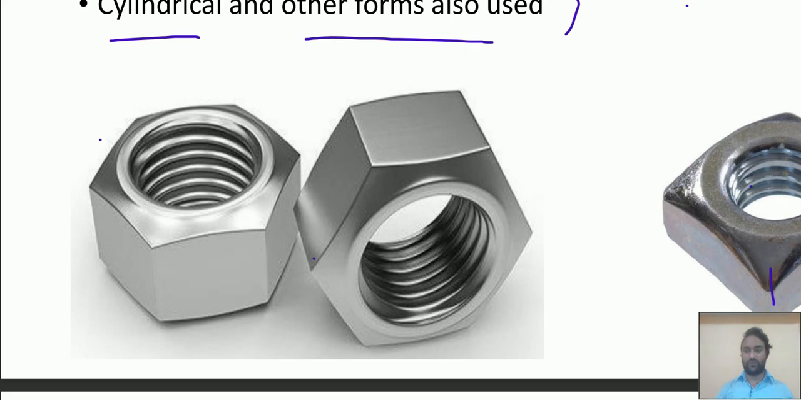As you know, the external threads are cut on the lathe machine or with a die, while the internal threads are cut by a tapping tool. So internal threads you see.